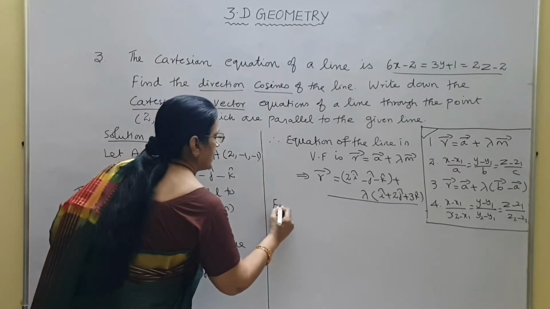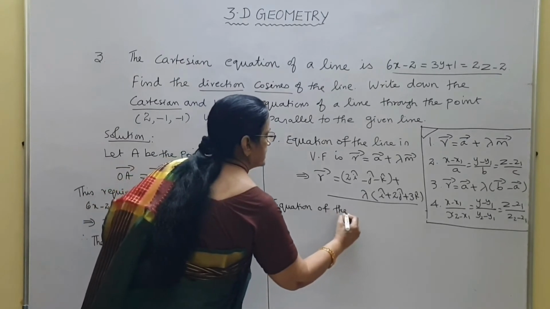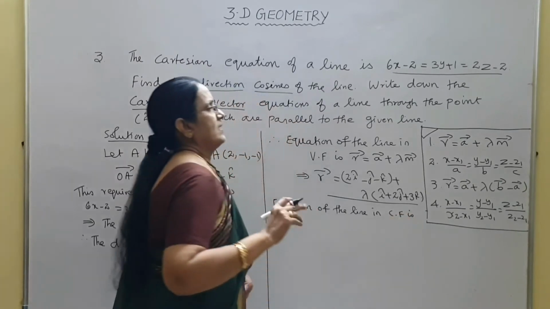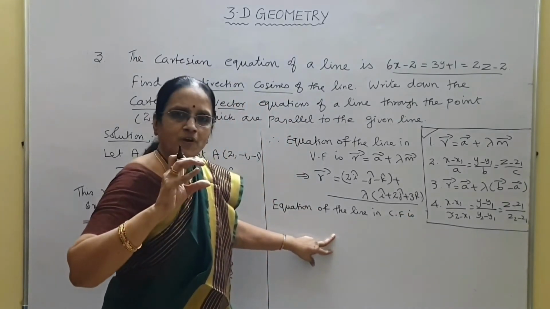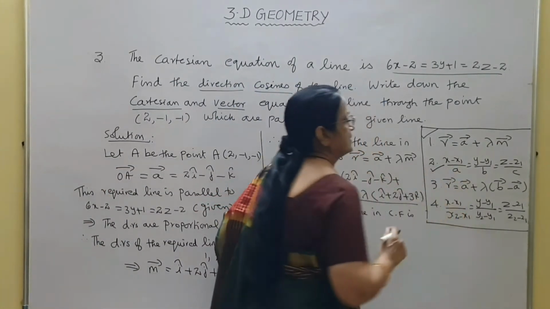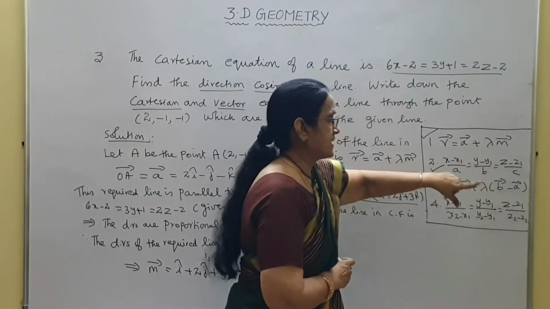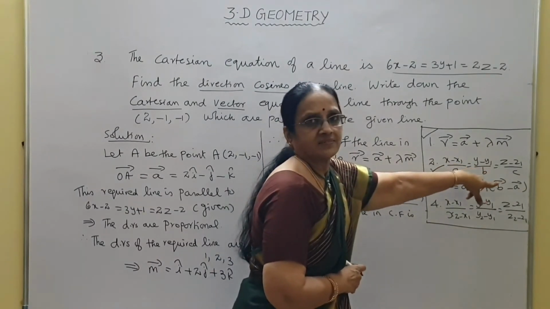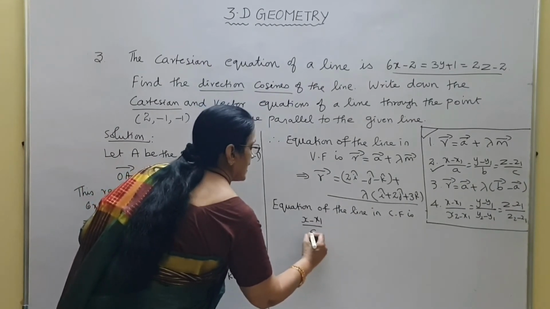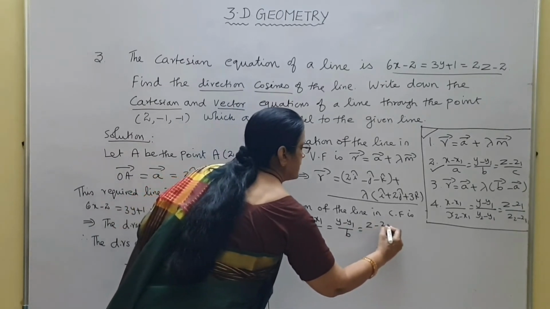Now, equation of the line in Cartesian form is, again, passing through a point parallel to a direction. This equation should come to your mind. Passing through the point x1, y1, z1, parallel to direction, the DRs are A, B, C. So, first let me write the equation here. (x minus x1) by A is equal to (y minus y1) by B is equal to (z minus z1) by C.